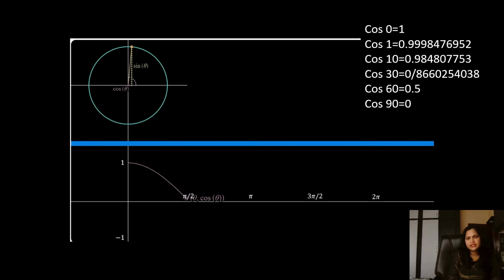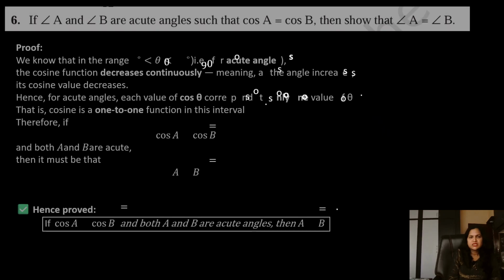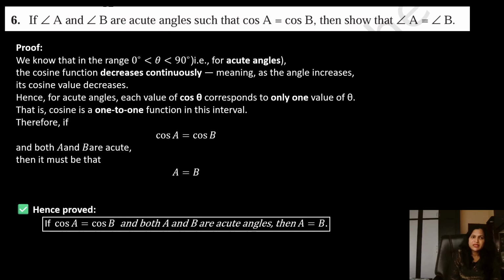So it decreases like this. Up to how much? Cos 90 is 0, cos 89 degrees equals something negligibly near that value. So that's why now, the same sentence I will explain.